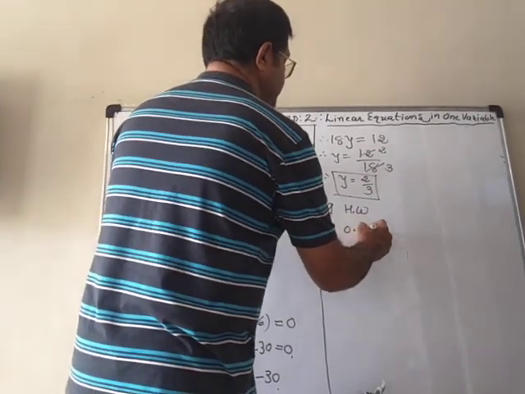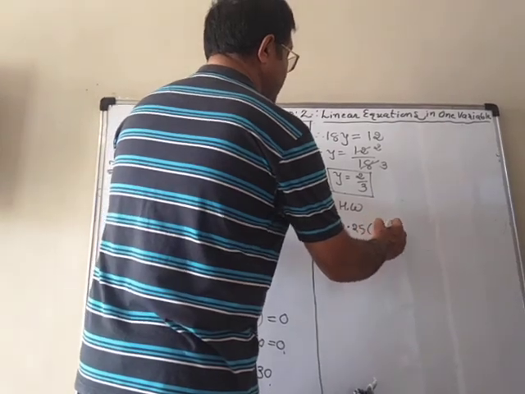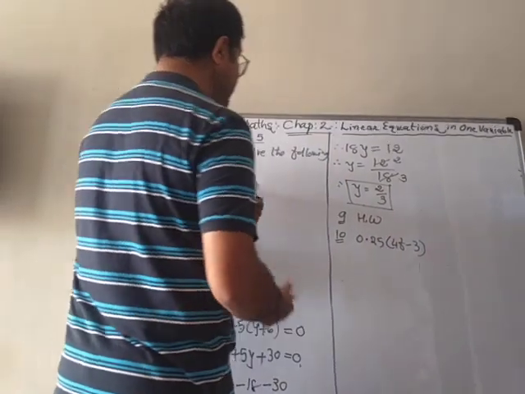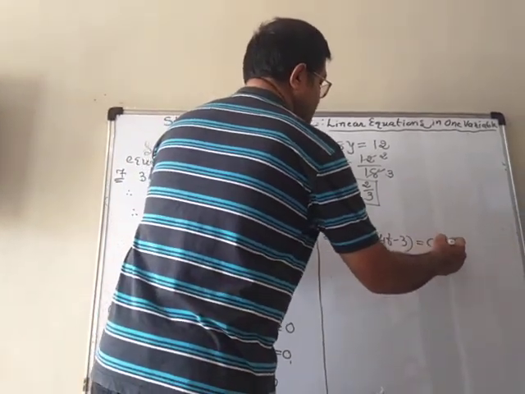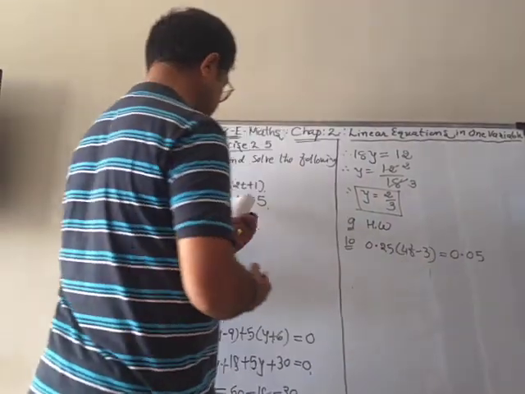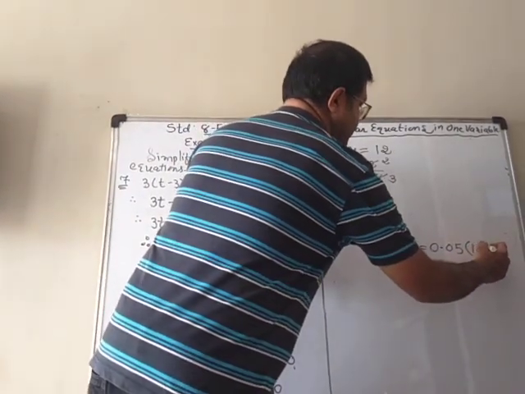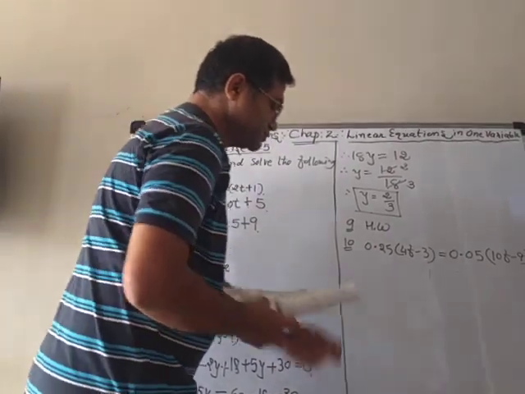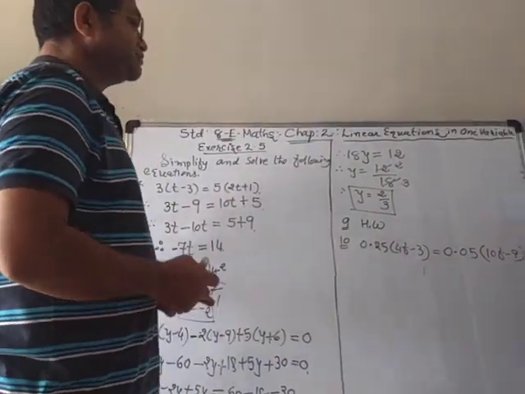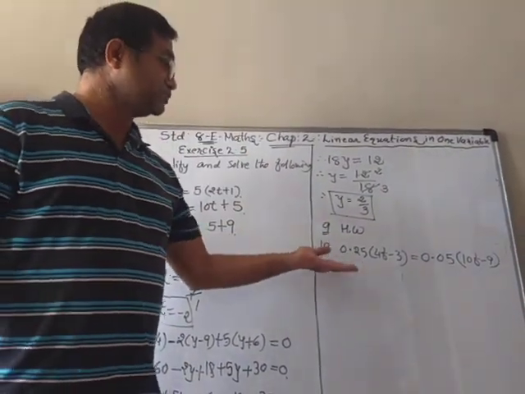0.25 into bracket 4f minus 3 is equal to 0.05 into bracket 10f minus 9. Actually, it is also not difficult. It looks like that. Oh, how can we do that?